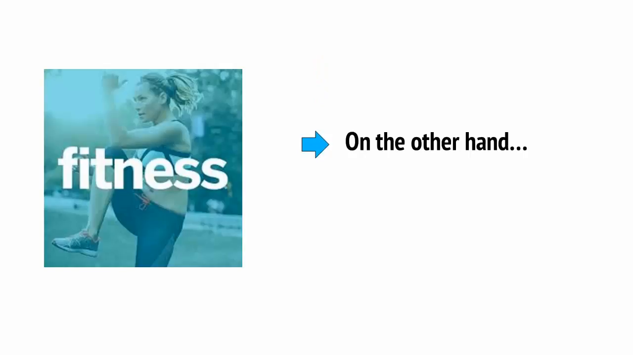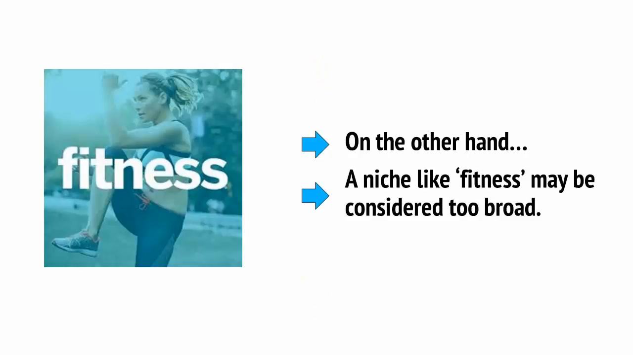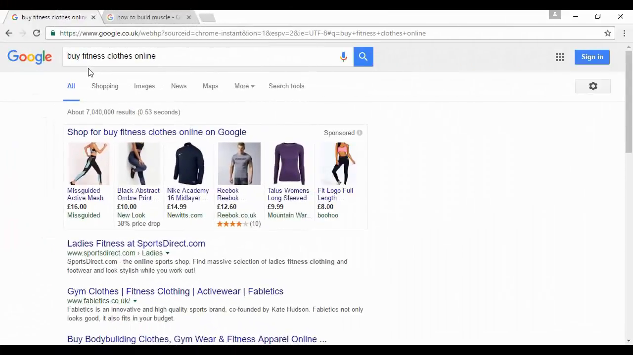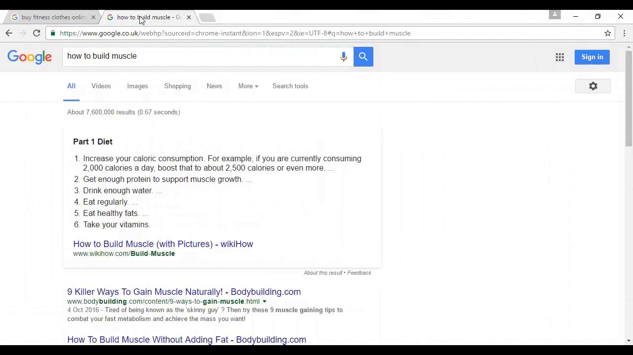On the other hand, a niche like fitness may be considered too broad. "Buy fitness clothes online" is a hugely popular search term that companies like Sports Direct, Sweaty Betty, and Mountain Warehouse dominate. Even ranking for search terms like "how to build muscle" is going to be very difficult.